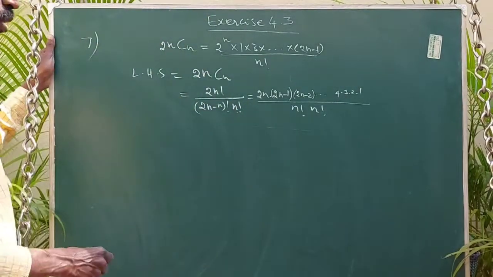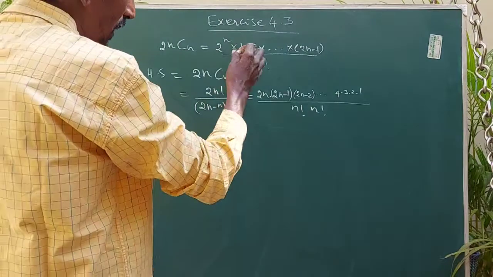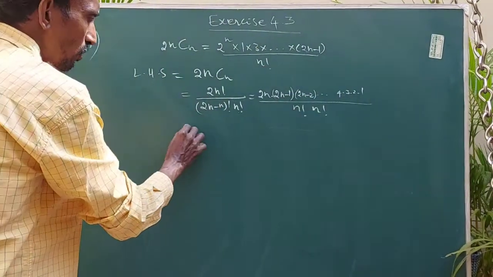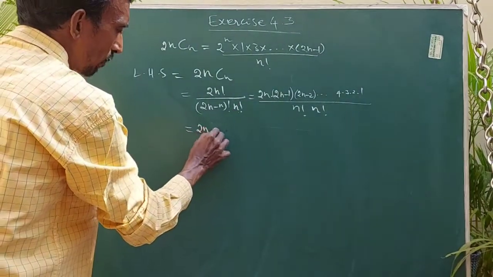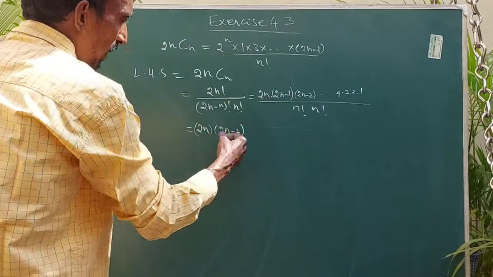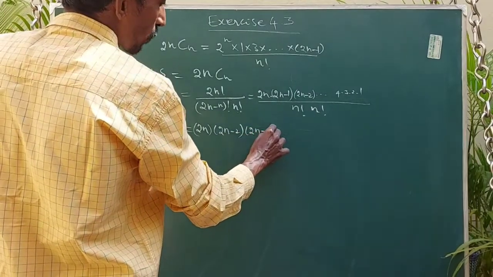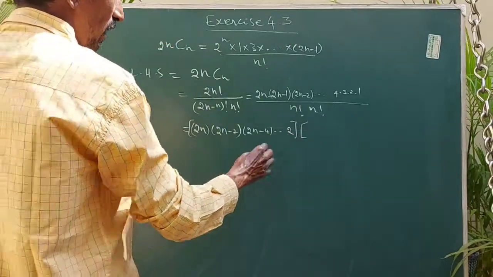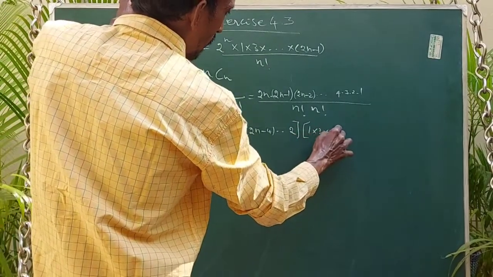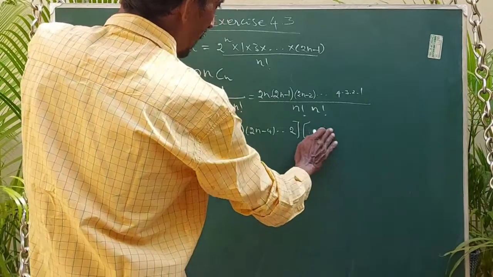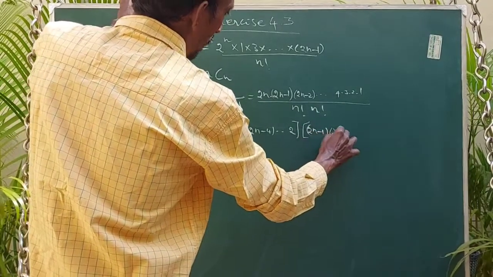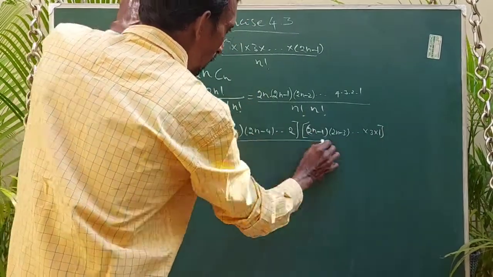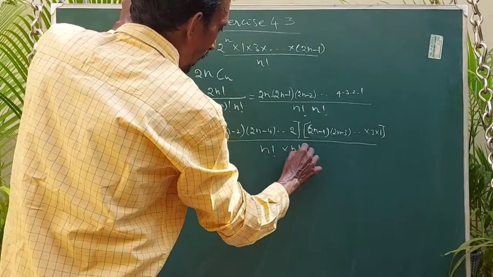So the hint is present in the question itself. We have to separate odd numbers and even numbers. First if we take even numbers, 2n, 2n minus 2, 2n minus 4, etc., 2, the set of even numbers. Similarly odd, 1 into 3 into 5, or you can start from here, 2n minus 1, 2n minus 3, etc., 3 into 1, by n factorial into n factorial.